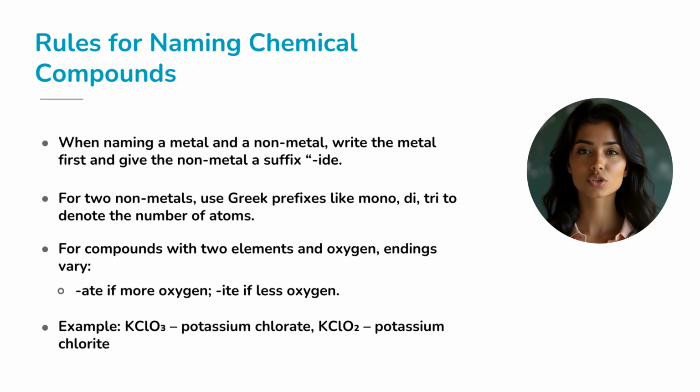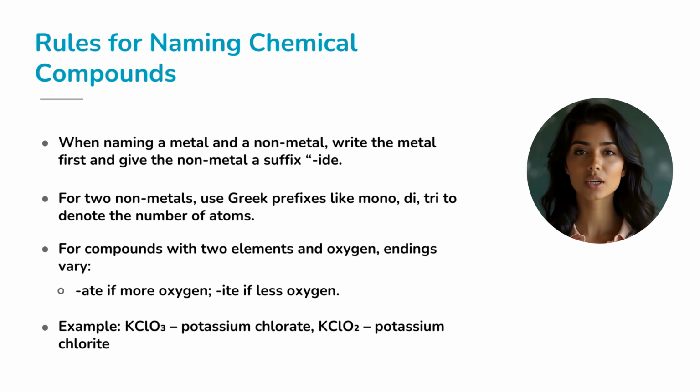Second rule, for two nonmetals, use prefixes to indicate the number of atoms, mono for 1, di for 2, tri for 3, tetra for 4. Example, N2O5 is dinitrogen pentoxide. That's nitrogen with a subscript 2 and oxygen with a subscript 5.